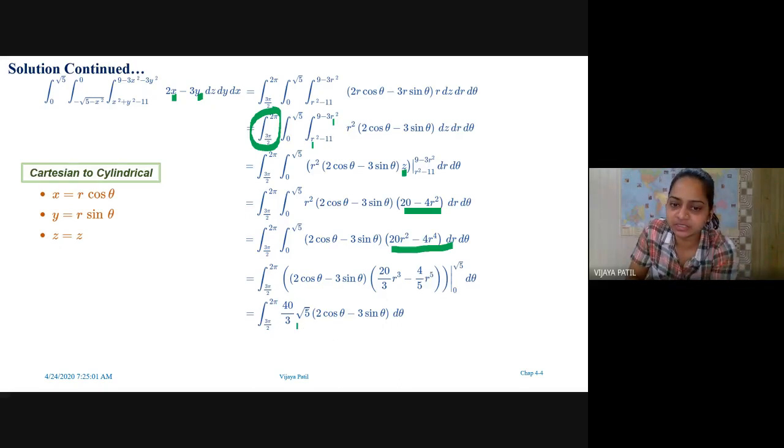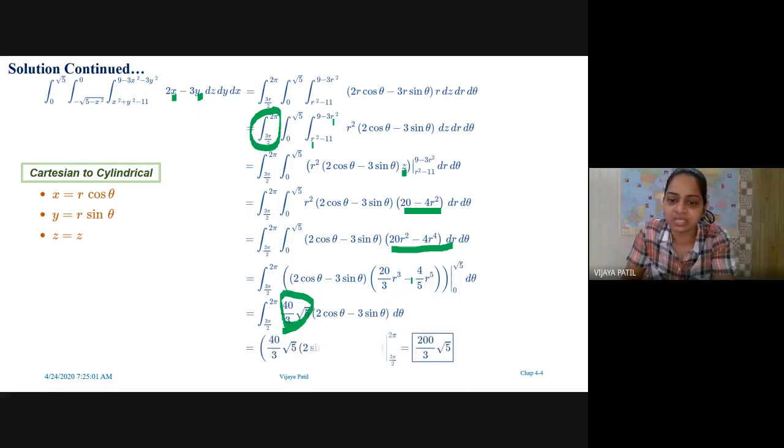After putting in the limits, we get a constant, 40 by 3 square root of 5. Why do we get a constant? Before that, after putting the upper and lower limits of z, I had the expression in terms of r, because my upper and lower limits were in terms of r. Now the limits of r are from 0 to square root of 5, and therefore we have got a constant after the integration with respect to r. Then we do the integration with respect to theta, and after that we get 200 by 3 square root of 5 as the answer.